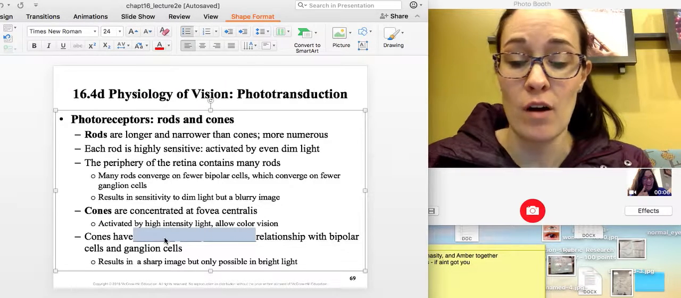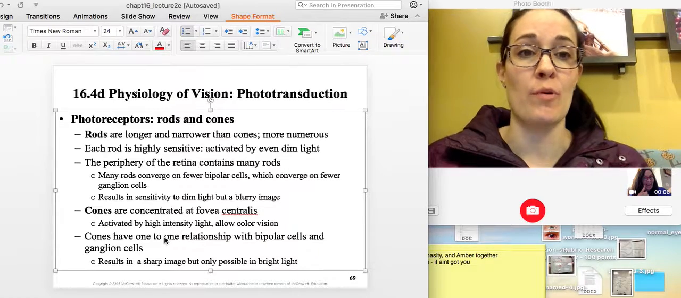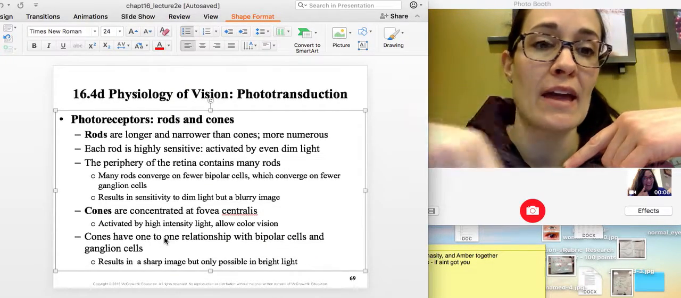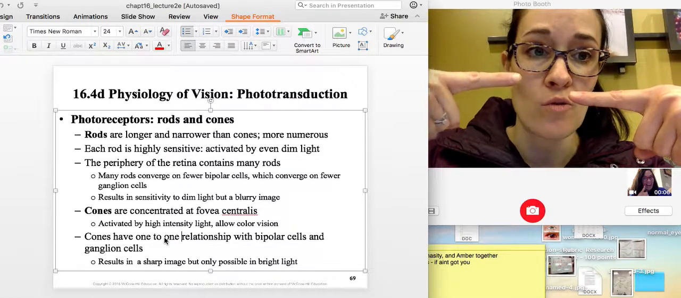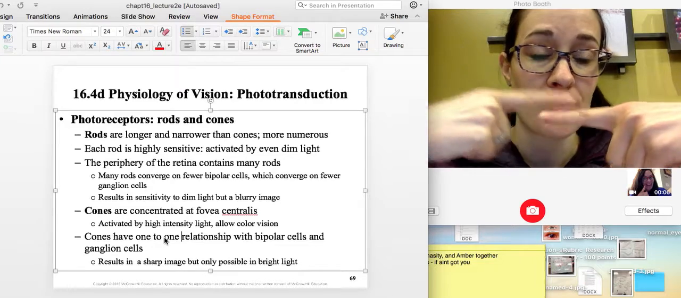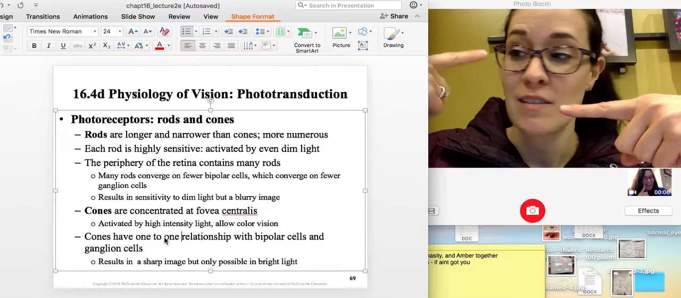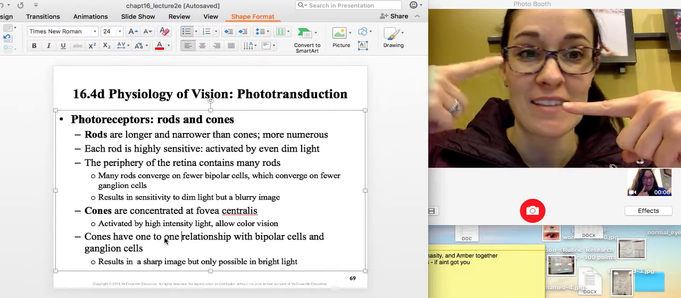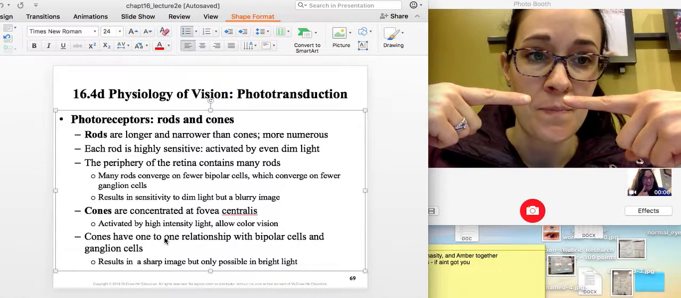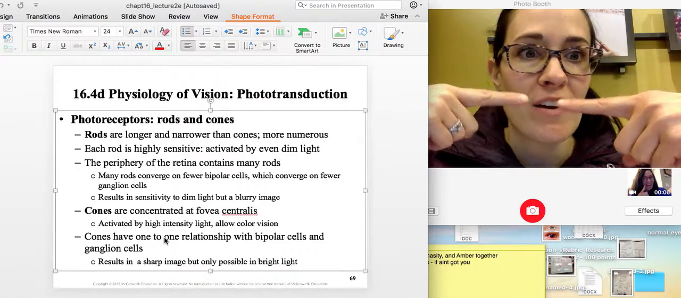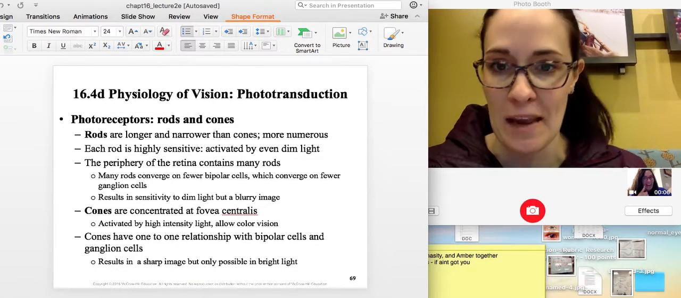They have a 1-to-1 relationship with bipolar cells. So remember my analogy with my hand. This is one cone, one bipolar cell. One cone will tell one bipolar cell what it saw. There's a 1-to-1 relationship, just like in our school, every student has one computer. Okay, teachers have a computer. Cones have a 1-to-1 relationship. So because of this, they can produce a very sharp image in bright light. We can see it clearly.